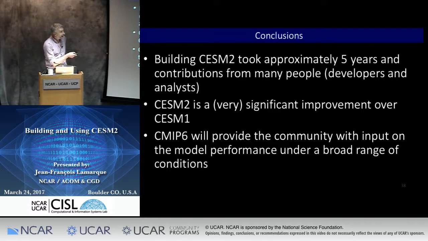And I would emphasize again and again that this is about developers and analysts, people bringing theoretical ideas, observations, and not just code. That's what makes a good model. And I would argue that it is a significant to very significant improvement over CESM1, which is not a small feat. And then CMIP6 will really help us understand how well this model performs under a variety of conditions. And I think it will be both great and disheartening to see some of the things that we'll be failing. But again, that's part of the process of going to the next version.